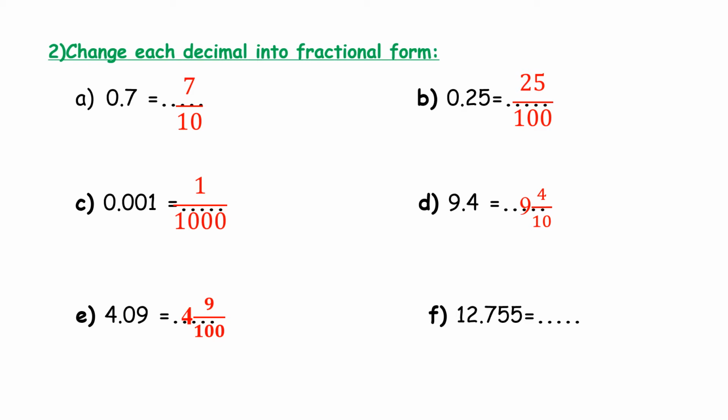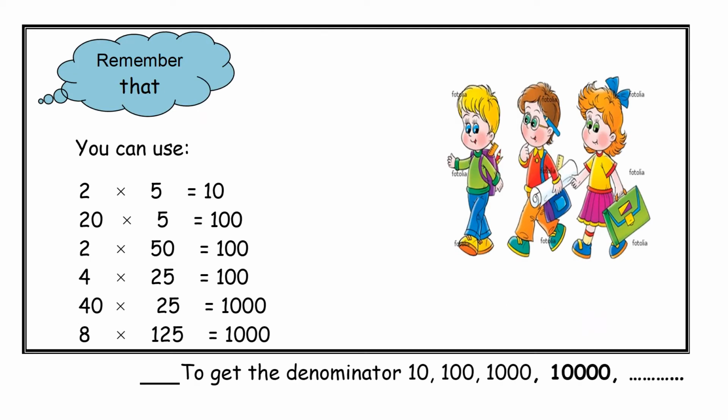12.755, the denominator will be 1000, as I have 3 digits after the decimal point, and the numerator 755, and the whole number is 12. Here I want you to know that we have friends in math. When we want to get the denominator 10 or 100 or 1000 or 10,000 and so on, we use these friends.